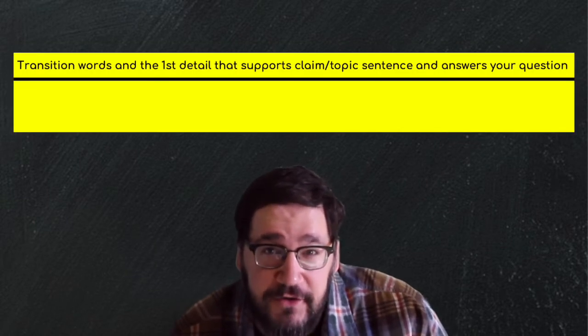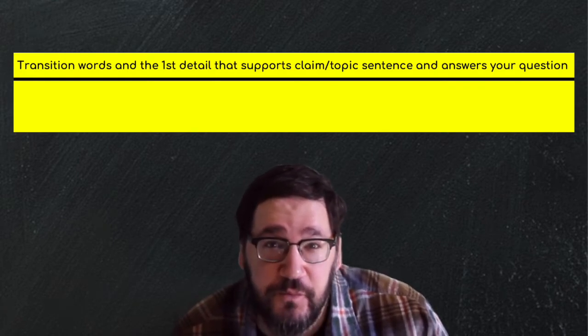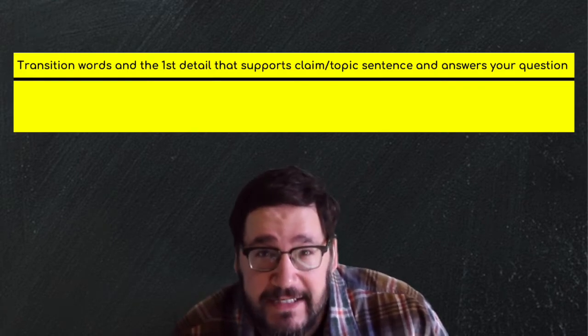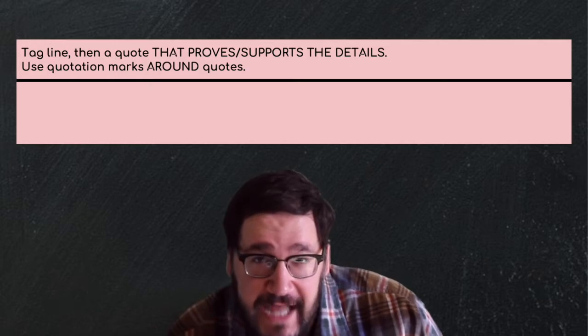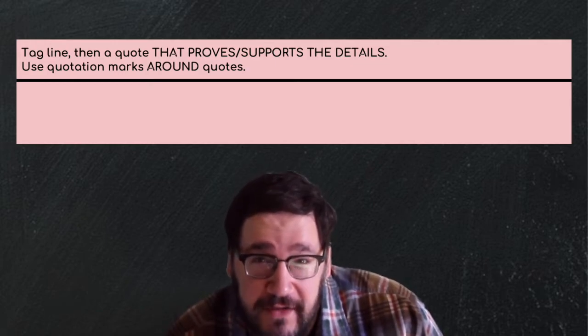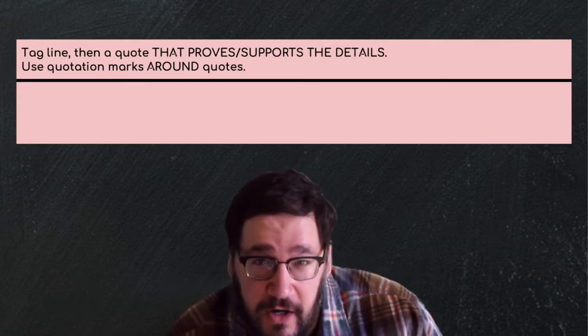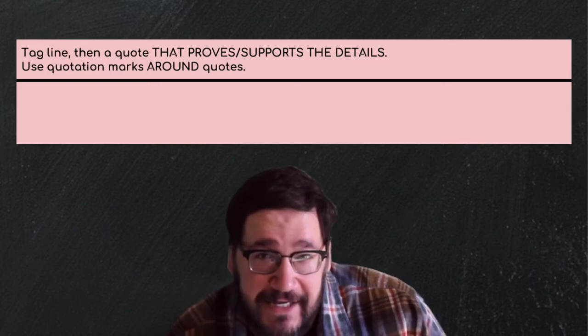Now, let's move on to your transition and first detail. Remember that you want your detail to directly support your claim. Let's take a look at my example. First, Jonas gives the memory of a sailboat to Gabe. Next, let's take a look at your tagline and then your first quote. Make sure that your quote directly supports the detail you've just talked about. And also make sure you've used quotation marks around your quotes. Let's take a look at my example.